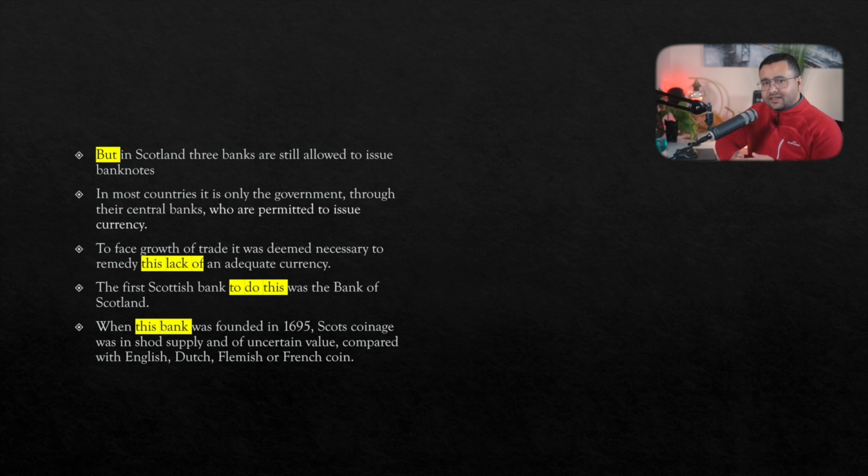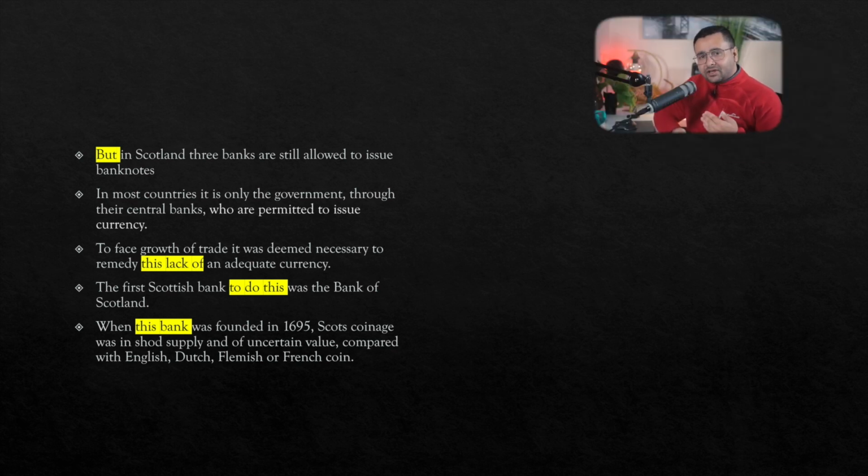The third sentence says this lack of, which gives me the clue that this sentence is talking about lack of something mentioned in the previous sentence. Then the next sentence says to do this, which again gives me an idea that this sentence is referring to an action mentioned in the previous sentence. And that's why they are saying to do this. And the last one says when this bank, and it's a clue that a sentence before it was talking about a bank. So these are the grammatical clues which are telling me what could be the possible pair of these sentences, and they're also telling me that these sentences cannot be the first sentence.